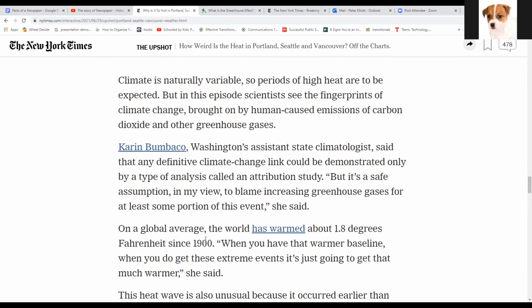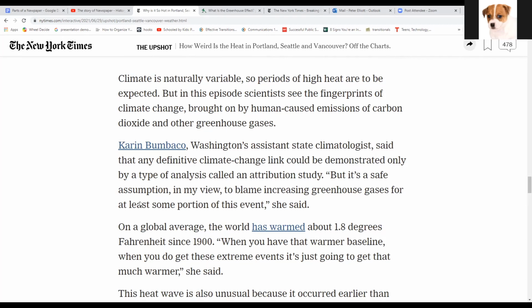Climate is naturally variable, so periods of high heat are to be expected. But in this episode, scientists see the fingerprints of climate change, brought on by human-caused emissions of carbon dioxide and other greenhouse gases. Karen Bumbeko, Washington's assistant state climatologist, said that any definitive climate change link could be demonstrated only by a type of analysis called an attribution study, but it's a safe assumption, in my view, to blame increasing greenhouse gases for at least some portion of this event.